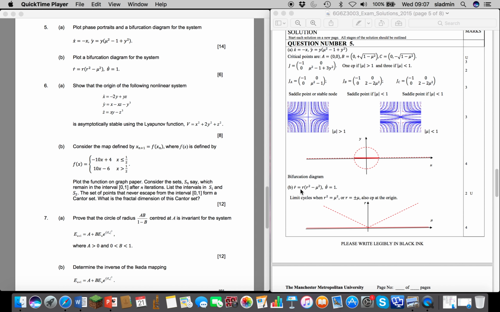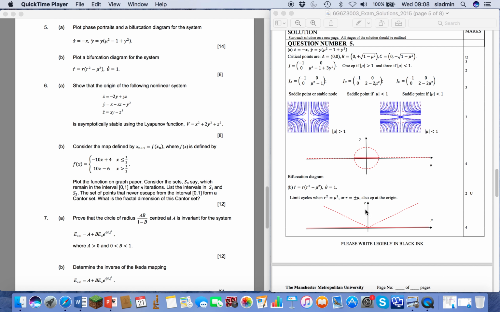The bifurcation diagram for part B. So we have r dot is r times r squared minus mu squared. Theta dot is 1. So we have limit cycles. You can see here we have limit cycles when r is equal to plus or minus mu. And obviously the origin is also a critical point. So r dot is 0 when r is 0, or when r is plus or minus mu.